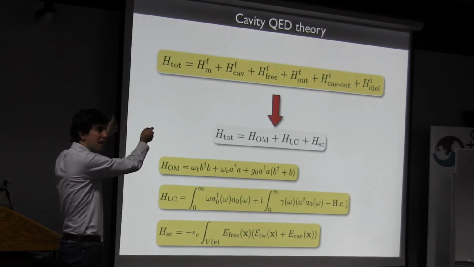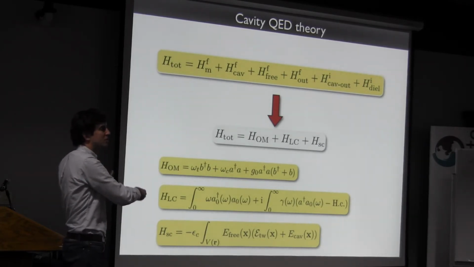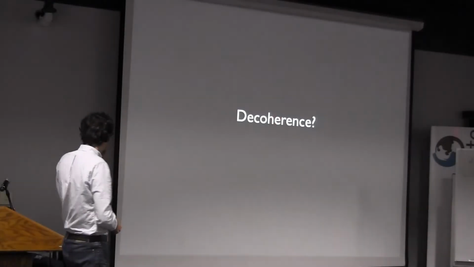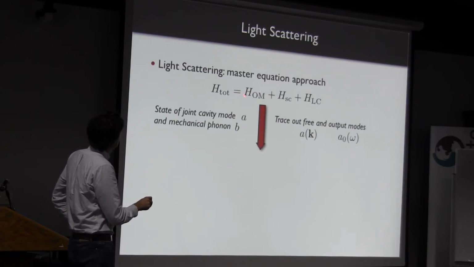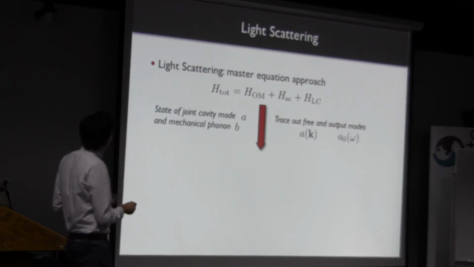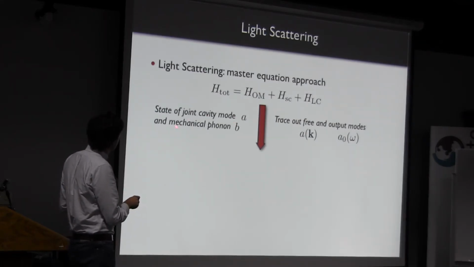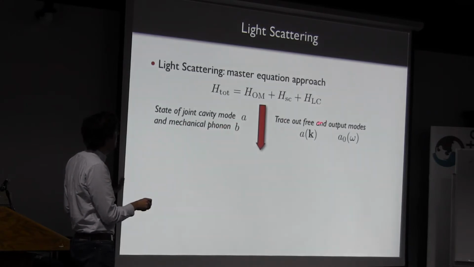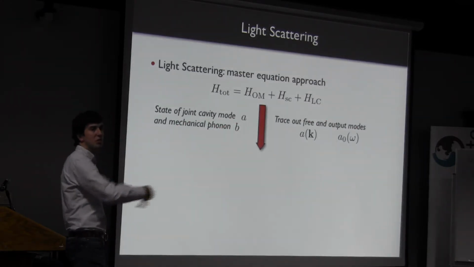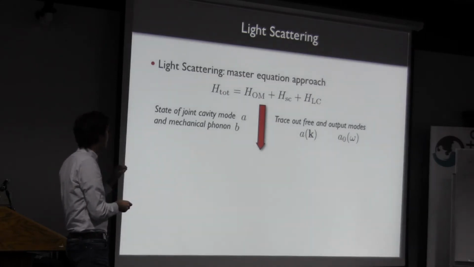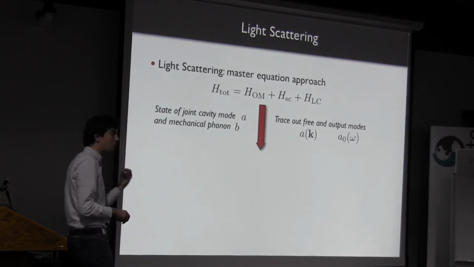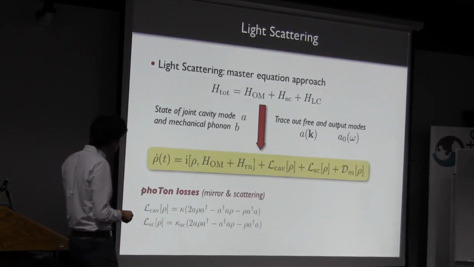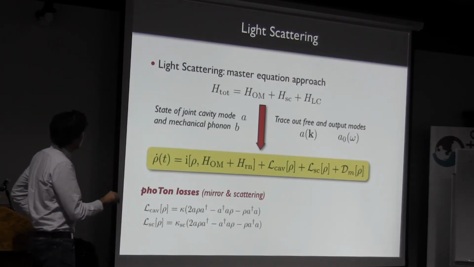And now the nice thing is that I have this Hamiltonian, so I can derive the master equation because that's a total Hamiltonian. And for instance, what I can do is the following. I say, well, I'm only interested in the optomechanical coupling, so what if I want to describe the state of the joint cavity mode A and the mechanical mode B? What I have to do is trace out the free and the output modes. Okay, so I trace out all the other modes, and I will obtain an equation that describes the density matrix that accounts for the motion and the cavity mode.